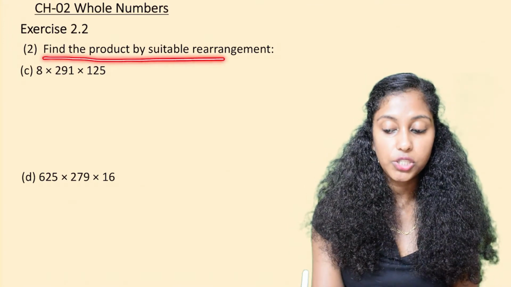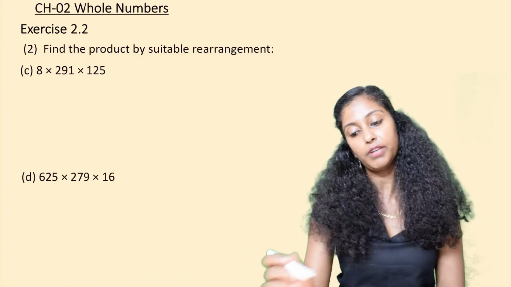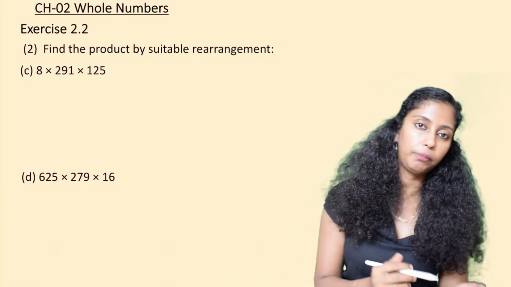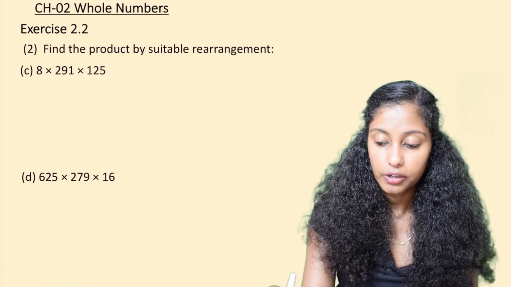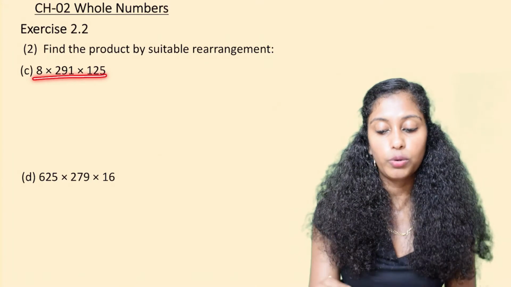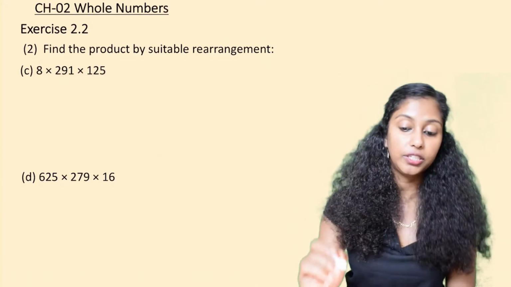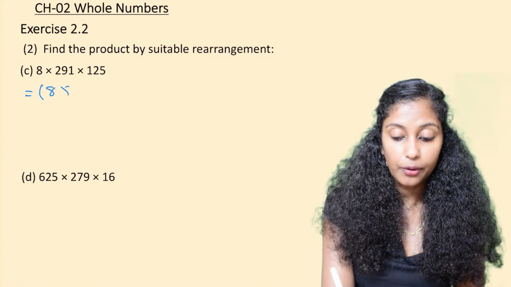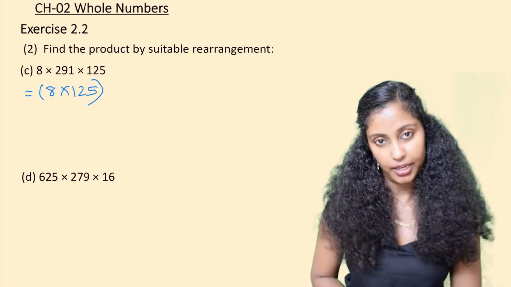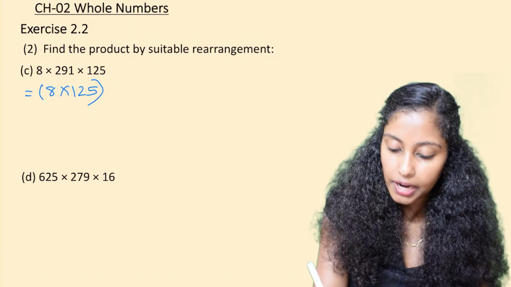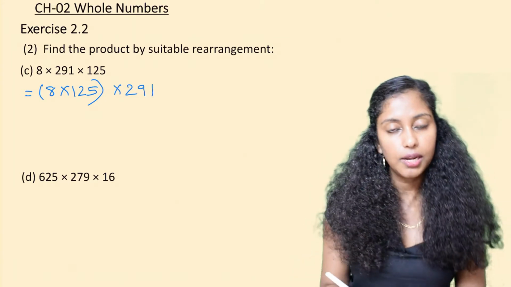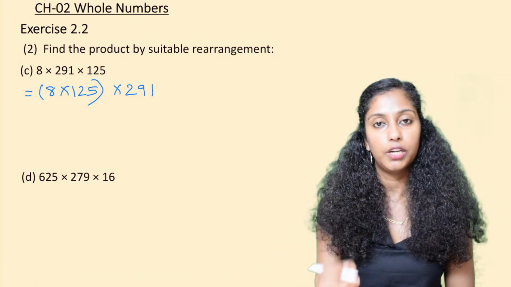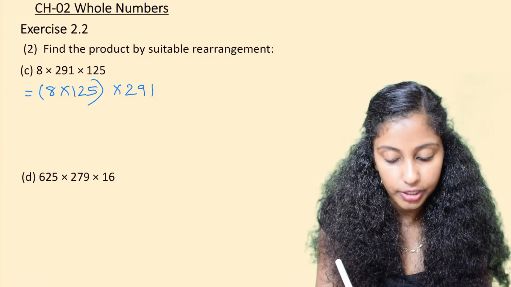Find the product by suitable rearrangement. Again we have to use some property, arrange properly and get the answer. Here they have given us 8 multiplied by 291 multiplied by 125. Again, we put 8 and 125 in one bracket. Which numbers are we taking in the bracket? We are taking those numbers which will give us 0 in the units place.